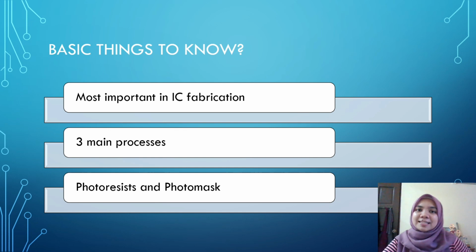So overall, the basic things we need to know about photolithography are, firstly, it is the most important process in IC fabrication. Photolithography consumes a lot of time, which takes about 40 to 50% of the total wafer processing time. Secondly, photolithography contains several steps, and the main processes are coating, exposure, and development. And thirdly, among the important components of photolithography are photoresist and photomask.